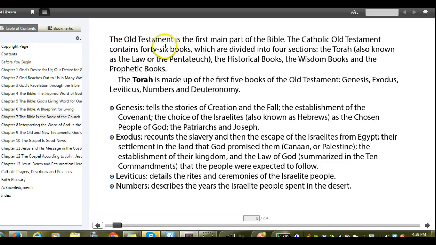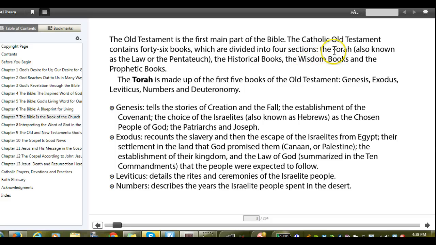Again, we have the Old Testament and we have the New Testament. Let's talk about the Old Testament again for a moment. It is the first main part of the Bible. And here is a clue to the question I asked you in the first video. The Catholic Old Testament contains 46 books. This is different than the Protestant Old Testament. The Protestant Bible has fewer books in the Old Testament.